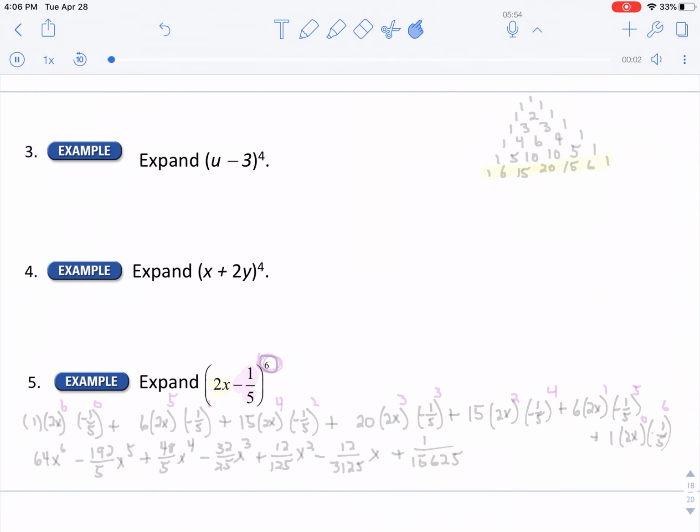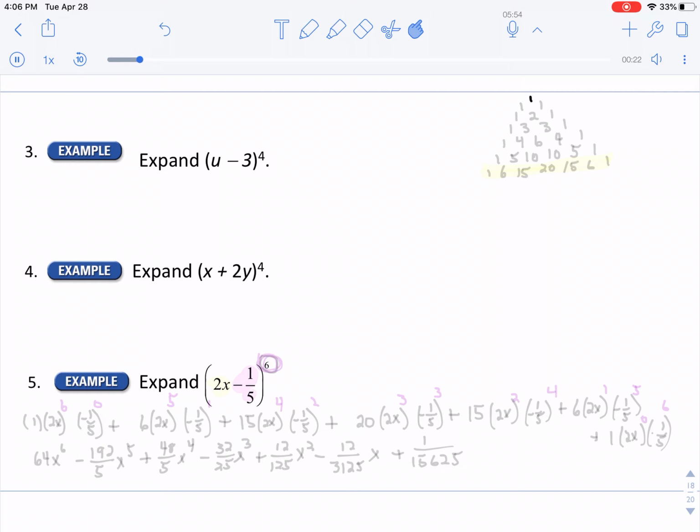This is class notes, section 8.7b, problem number 5. We need to expand the polynomial (2x − 1/5) to the 6th power. So the first thing we're going to do is make our Pascal's triangle, and we need to go to the 6th row. So I'll do that up here.